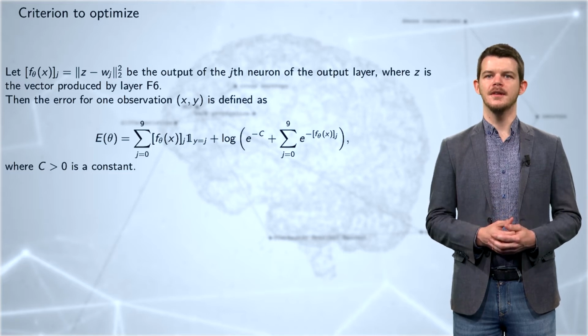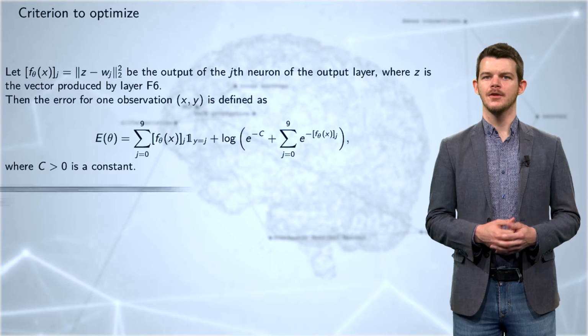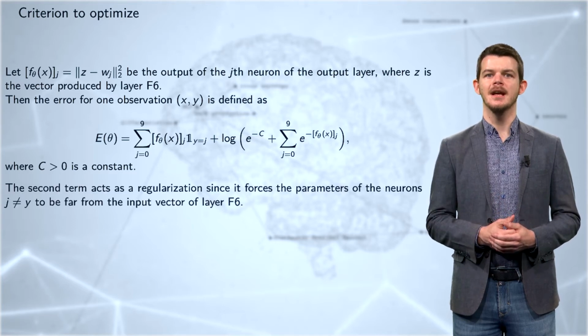Note that the first term is composed of one non-zero term only, which corresponds to the output of the neuron indexed by the true label y. We want this term, f_theta(x)_y, to be small because we want the vector produced by the previous layer to be close to the stylized vector w_y. The second term acts as a regularization since it forces the outputs of the neuron of the previous layer to be far from the stylized vector w_j. The minimization of the global expression leads to a small value for f_theta(x)_y with large values for the other components of f_theta(x).